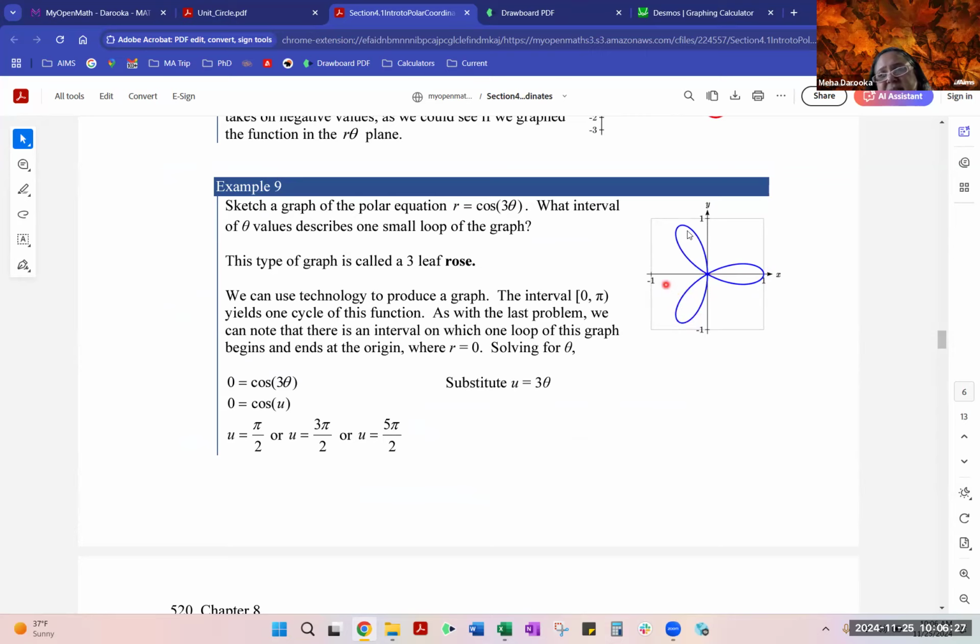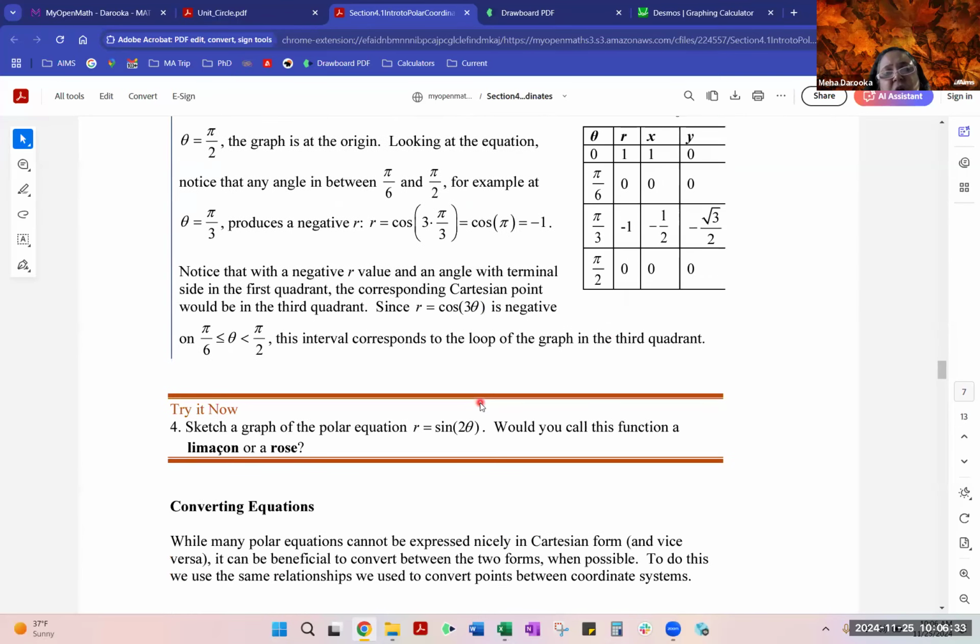because this is where you can see this is quadrant 3, right? Where both our x and y values are going to be negative. So as long as your theta values are between pi over 6 and pi halves, your loop on the rose shape of the polar equation is going to fall in the third quadrant. So that's kind of what they used here to show us how that happens.